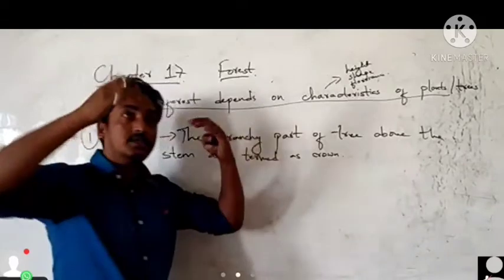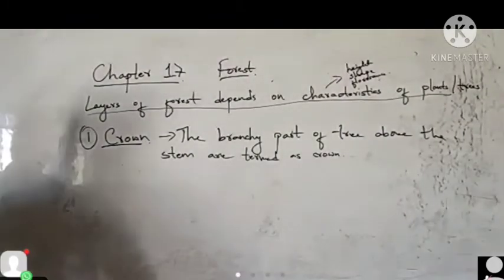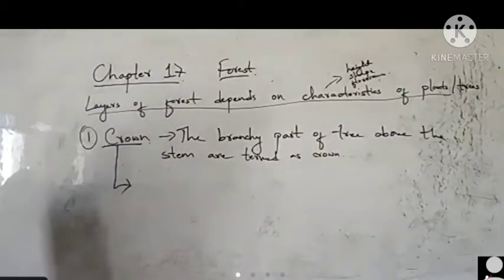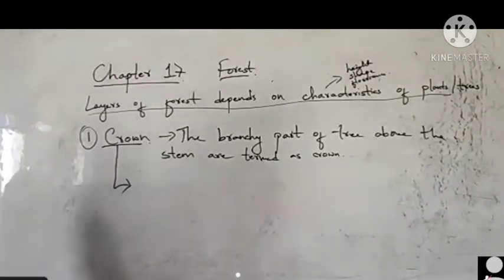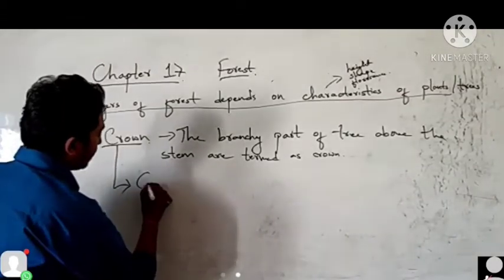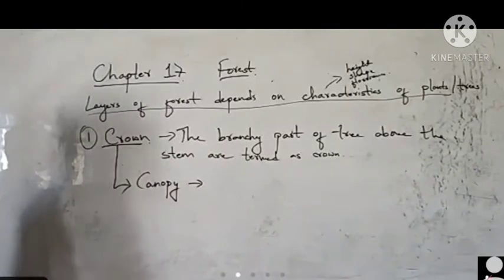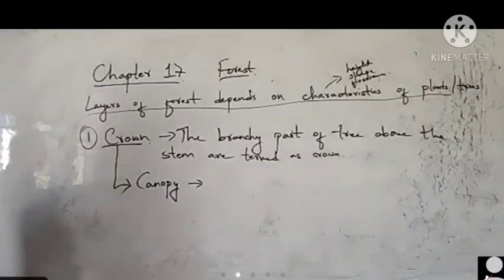As I told, the part above the branch is termed as crown. The crowns are of different shapes. Again, these crowns are of different shapes, and different shapes and sizes make several horizontal layers in the forest. These layers are classified into the following types. Number one, canopy. What do you mean by canopy? Canopy means the topmost layer of the crown of tall trees is called canopy.